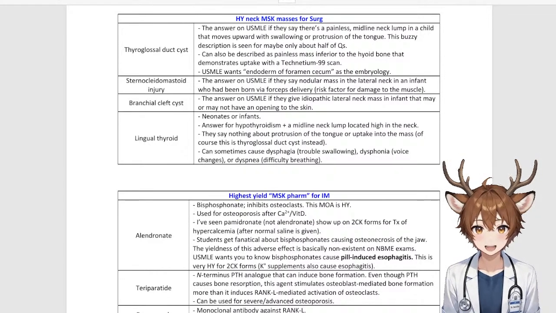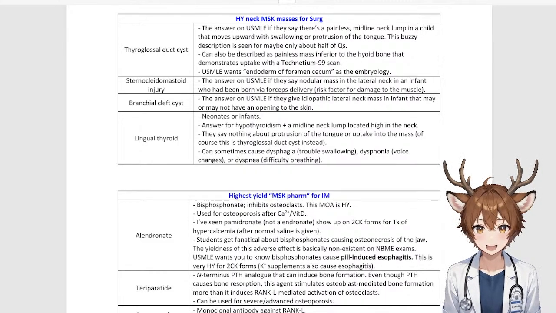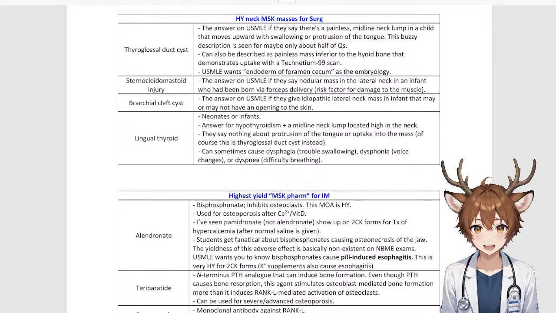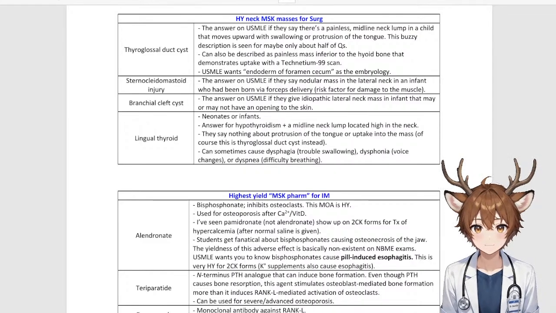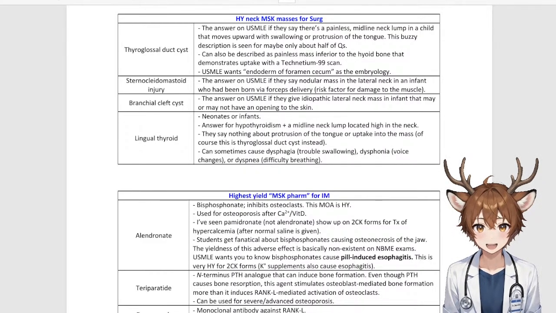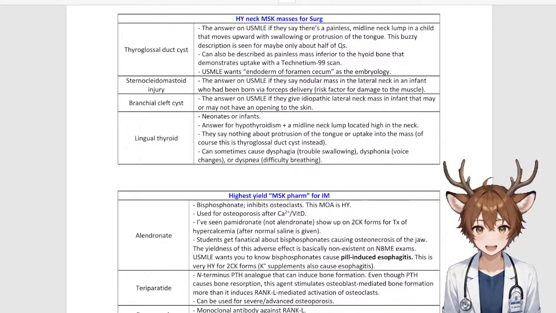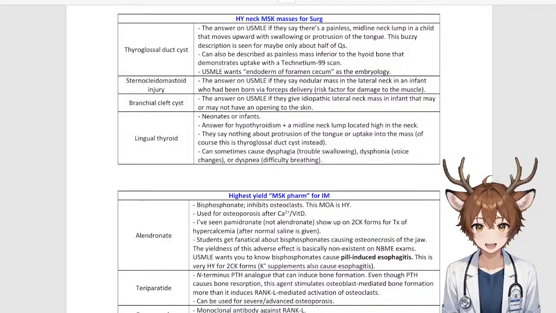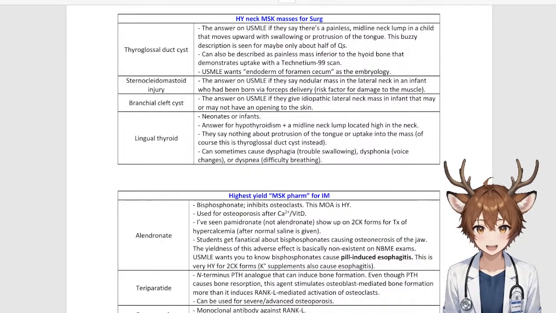Lingual thyroid. Neonates or infants answer on the hypothyroidism plus midline neck lump located high in the neck. They say nothing about protrusion of the tongue or uptake into the mass. Of course, this is a thyroglossal duct cyst instead in that case. However, this has some overlap in presentation, but it's different. It doesn't have those other features that you associate with the thyroglossal duct cyst, but it does sometimes cause dysphagia, trouble swallowing, dysphonia, voice changes, or dyspnea, difficulty breathing.